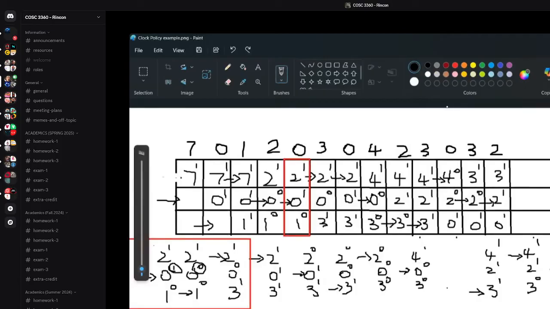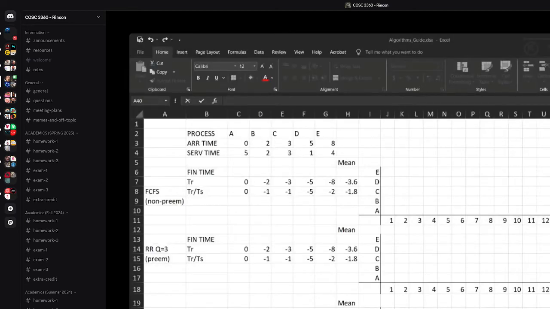Anyway, I'm going to change it to the algorithms guide. Real quick, I'm going to upload something in the chat so that you can use this to follow along. Actually, I've already posted it way earlier. So please go to that message and use this document.